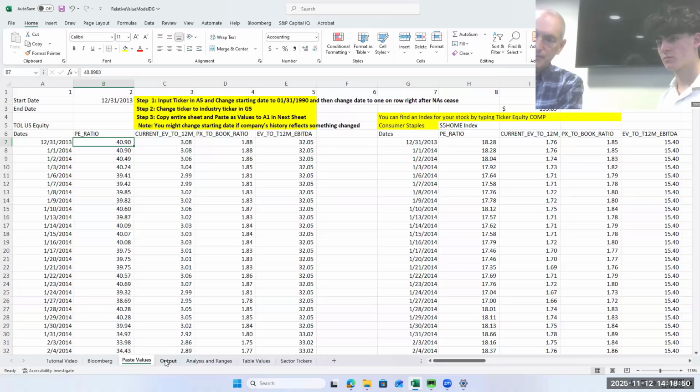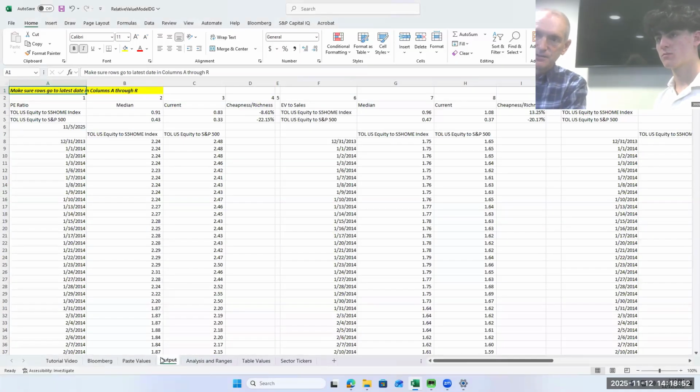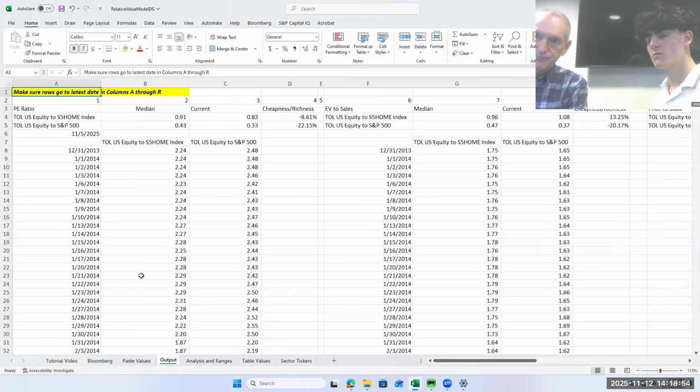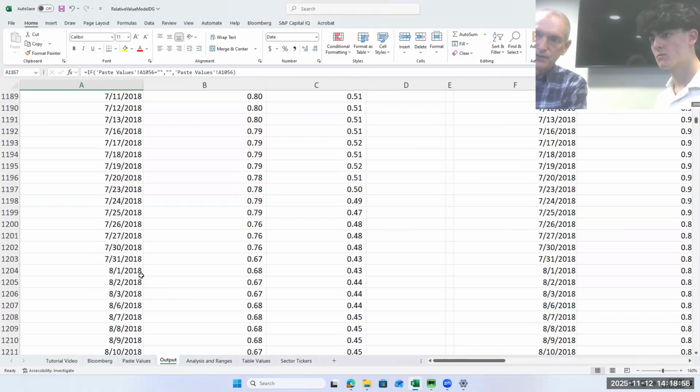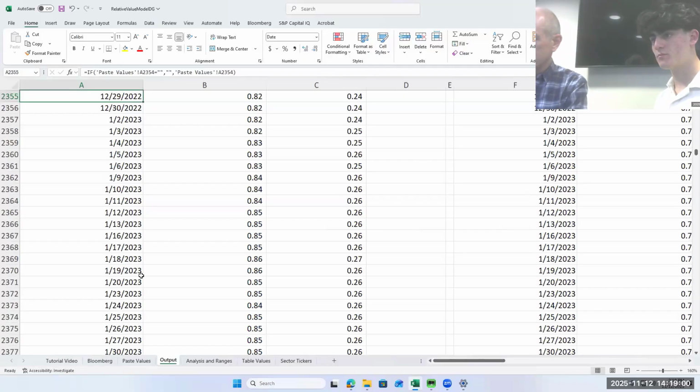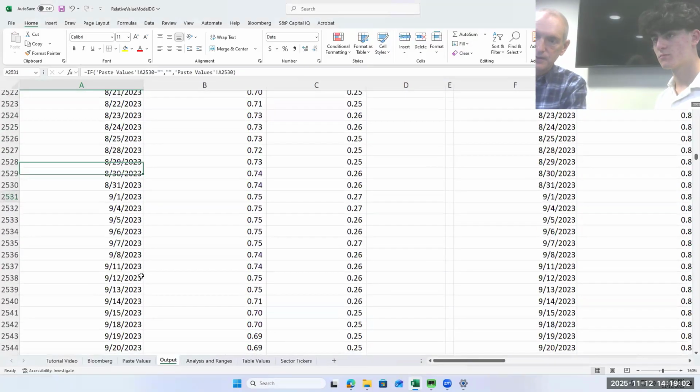And then my output is a little strange. I have to explain that a little bit. But if you look at the output, I go down, it goes all the way down to 2025. We're doing this today, November 12th.